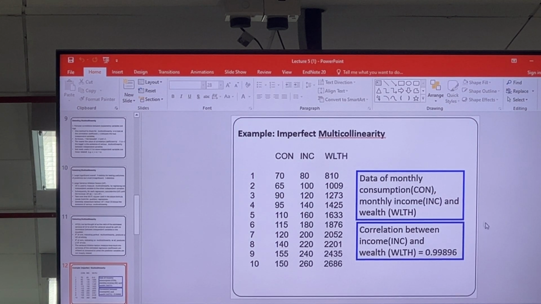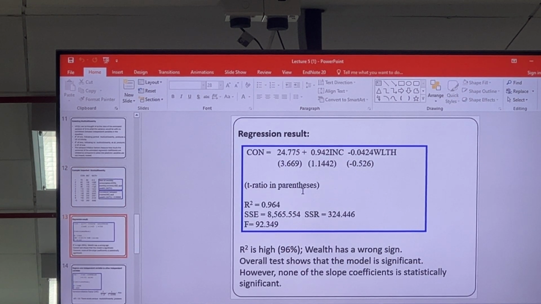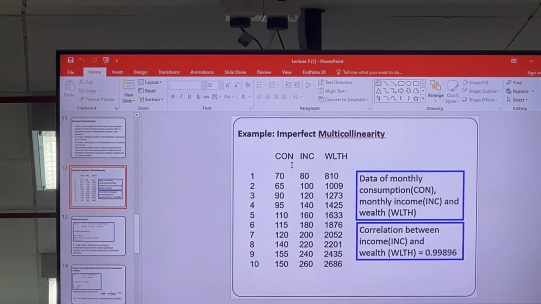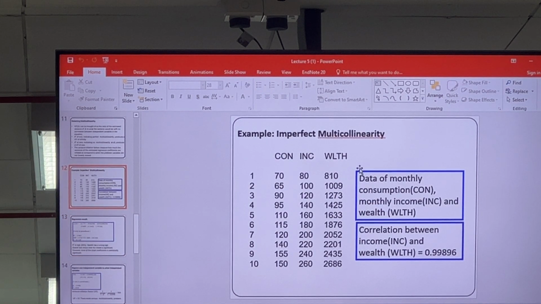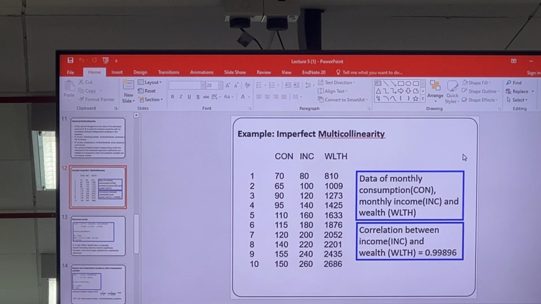So this is an example, the same example data that we used just now. We have consumption, income and wealth. Let's say we want to construct a model to explain consumption using income and wealth. We have data of monthly consumption, monthly income (INC) and wealth (WLTH). Basically, the first step is to inspect the cross correlation between independent variables, which can give you an idea whether there is a high possibility of serious multicollinearity problems in the model.